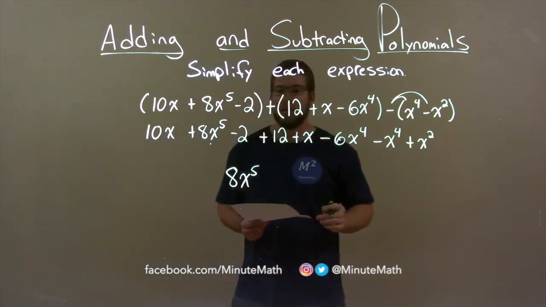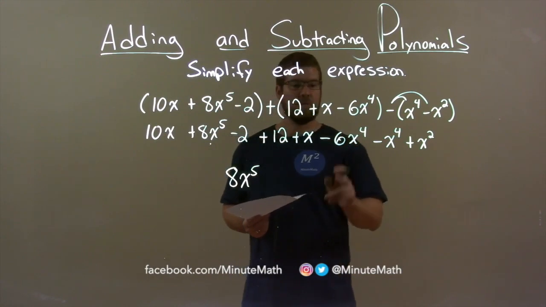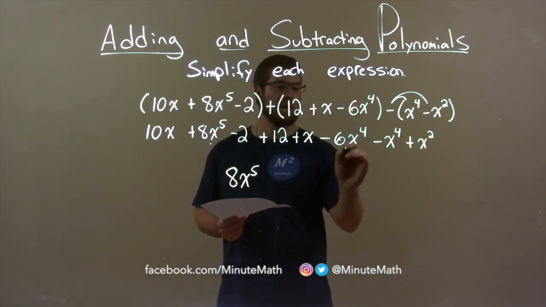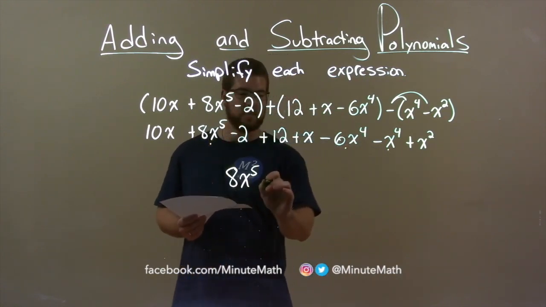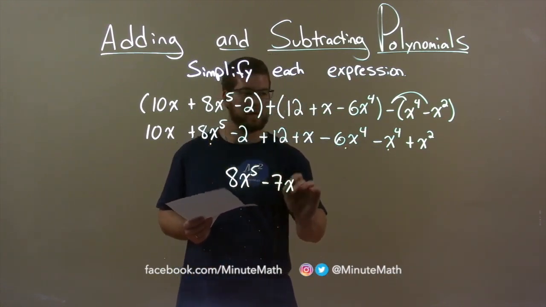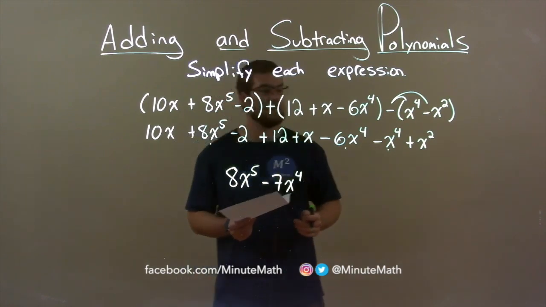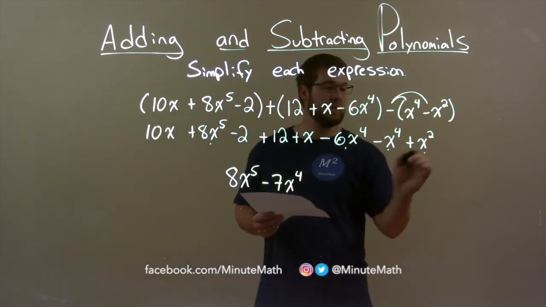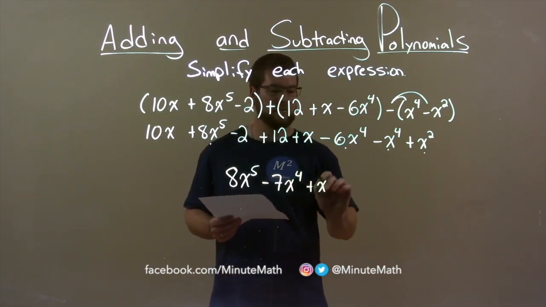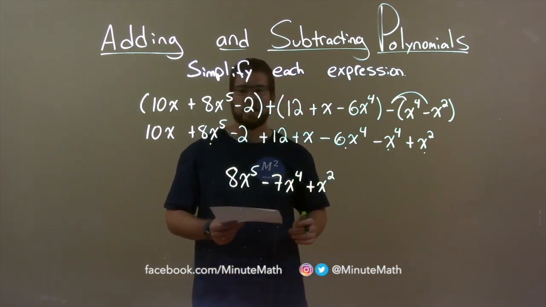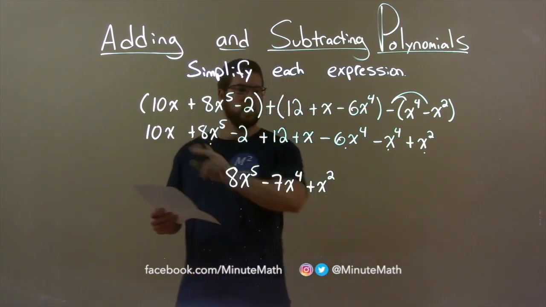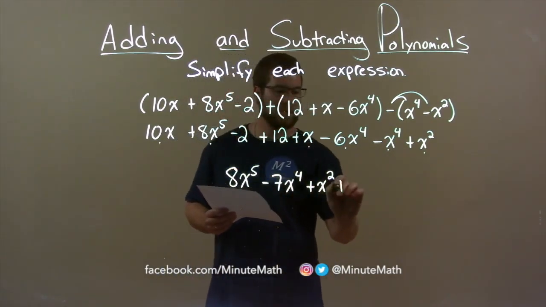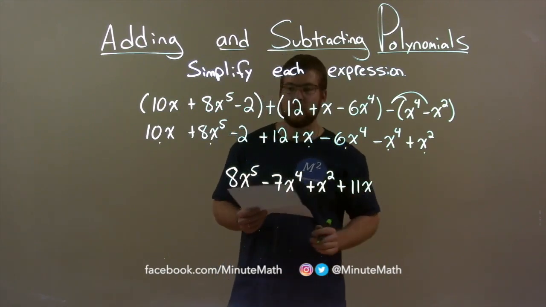Next highest degree I see is to the 4th power, and we have 2 of them, minus 6x to the 4th and minus an x to the 4th. Combine the 2, and that comes out to be a minus 7x to the 4th. And again, don't forget your dots. Next highest degree that I see is just 1x squared. Bring that down, I'm going to x squared here. Next highest that I see is my x's, right? We have a 10x and a 1x. Combine the 2, and we have a plus 11x there.